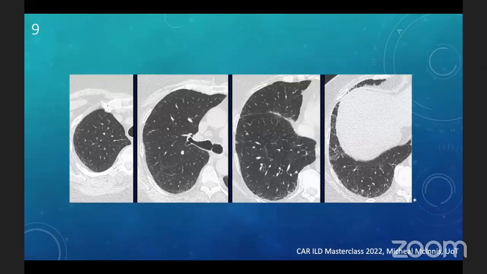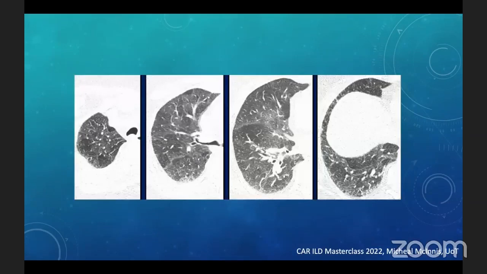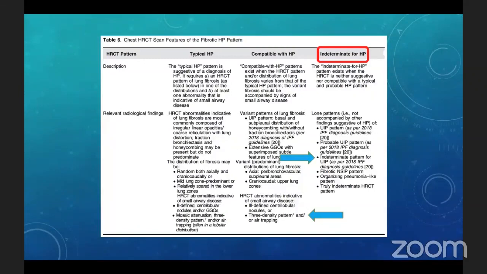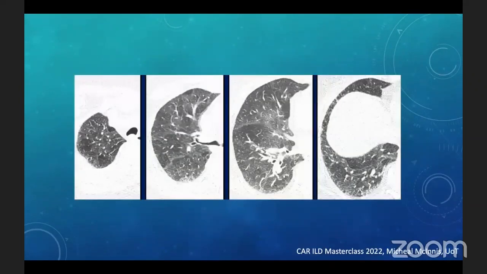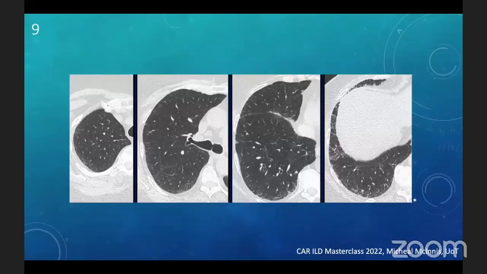So this, if you would have to classify it, maybe you would put it in a probable UIP pattern, right? But let's look at the expiratory imaging. There is evidence of air trapping. But okay, we know there is evidence of air trapping. Does the pattern here really look like HP? No, it doesn't look like HP. It's very minimal burden of fibrosis.